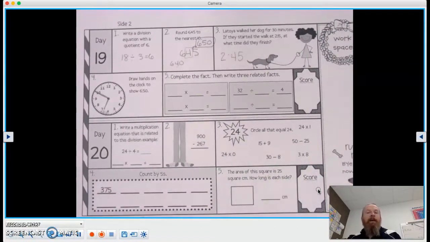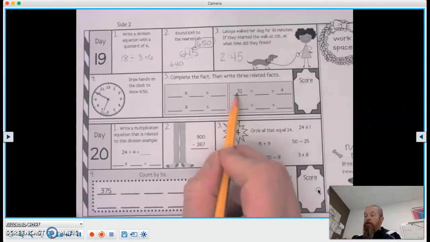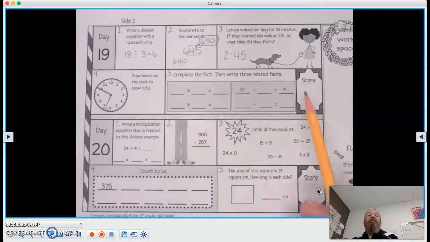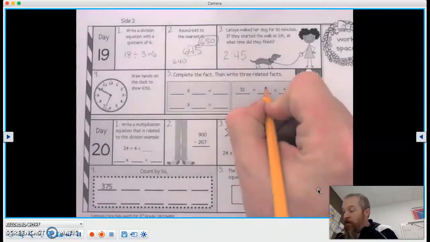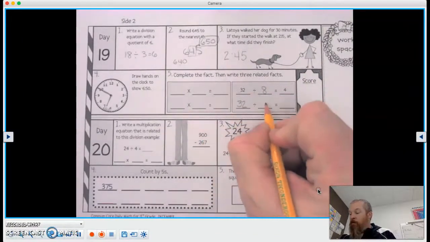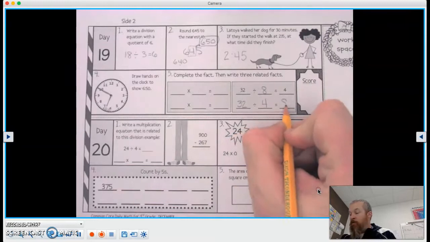Okay, it says complete the fact, then write 3 related facts. Okay, so 32 divided by something equals 4. That's also like saying 4 times something is 32. Well, 4, 8, 12, 16, 20, 24, 28, 32. That would be 8. 8 times 4 is 32. So 32 divided by 4 also equals 8.